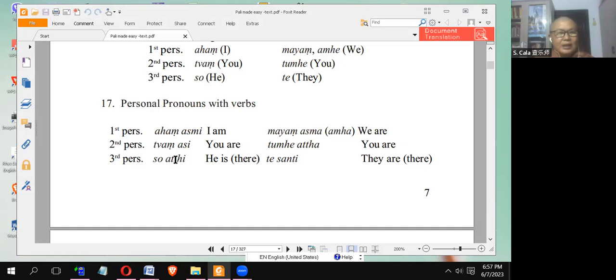Okay. So it is atthi, so atthi. You have to pronounce short a. Atthi. Te santi. Tuam. You see this one with the M dot, we call it the consonant. So tuam. Tuam asi. Tumhe attha is a short sound. Attha. Aham asmi. Mayam asma. Mayam amma. Somebody want to try?